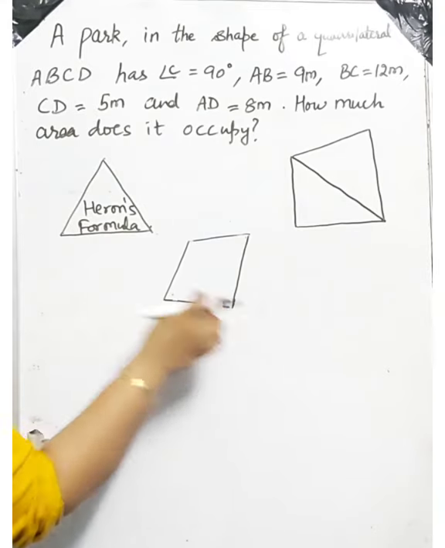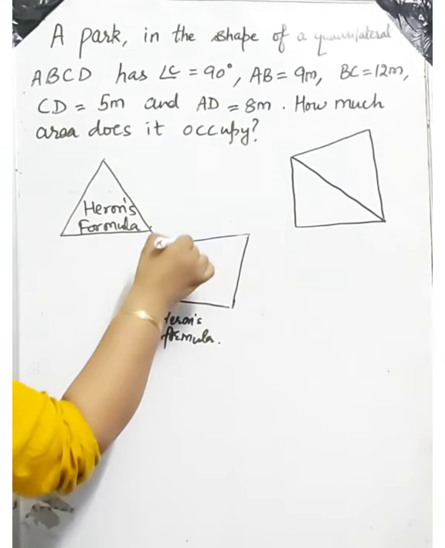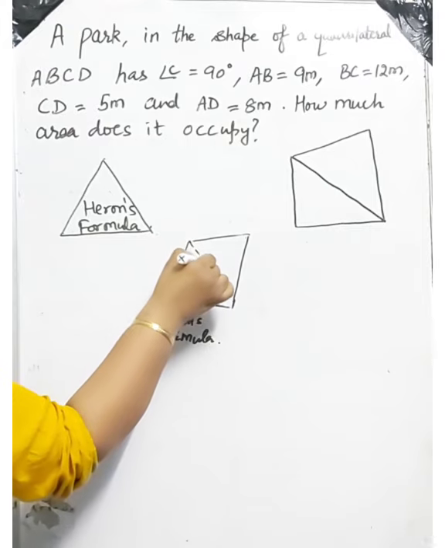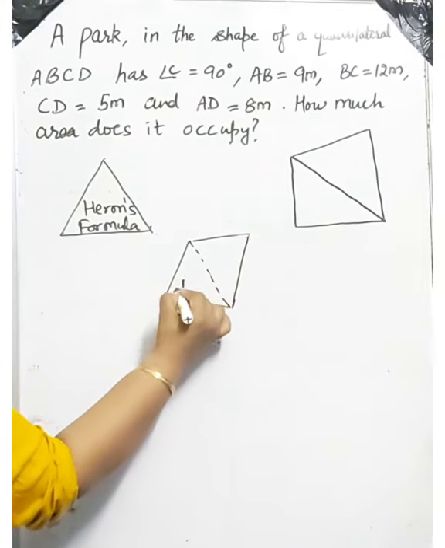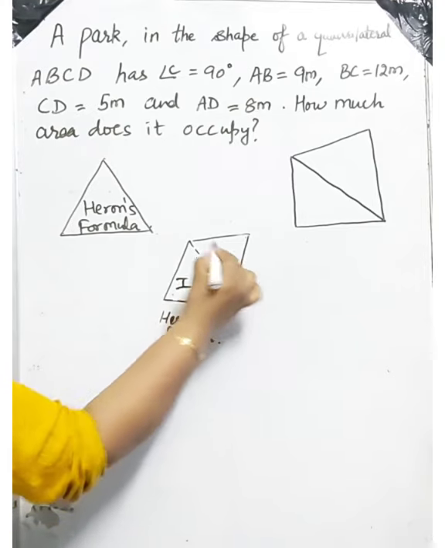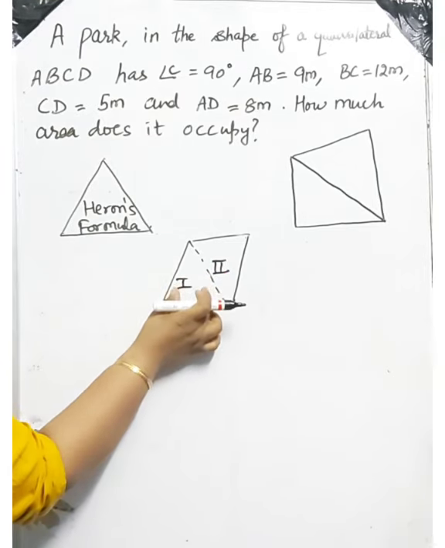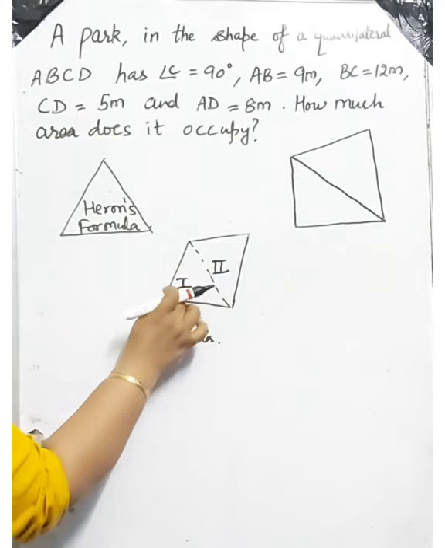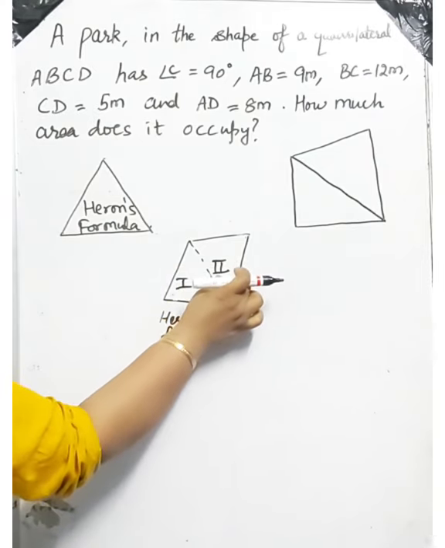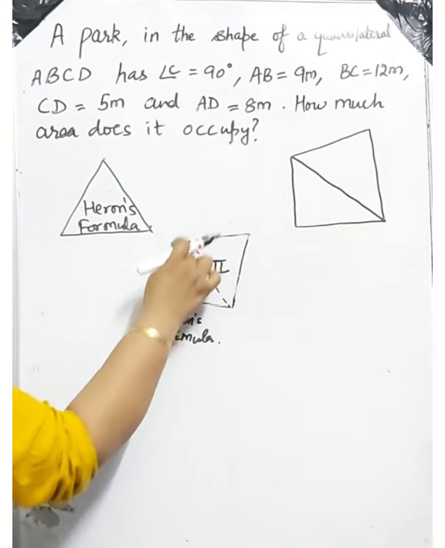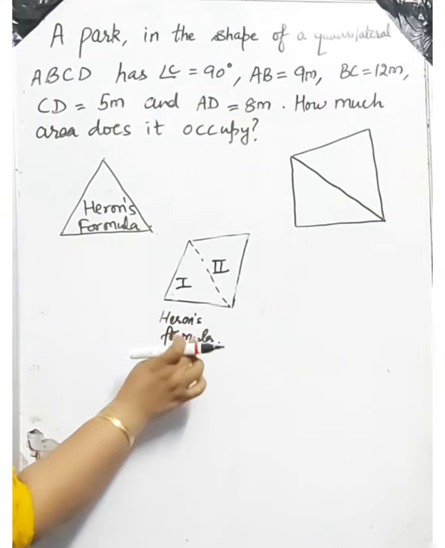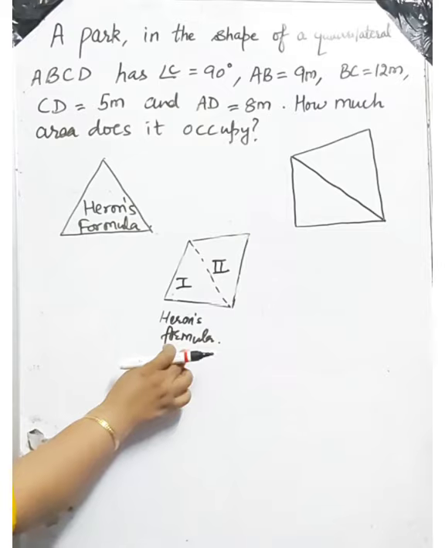For finding the area of quadrilateral, we have to join its diagonal and divide quadrilateral into two triangular parts. After calculating the area of each part, we will add area of both the parts. In this way, we will calculate area of quadrilateral by using Heron's formula.